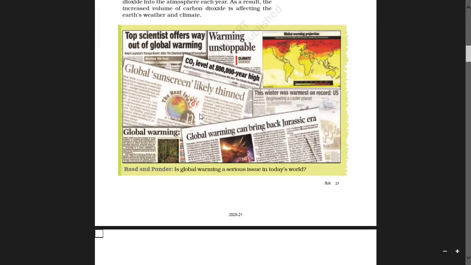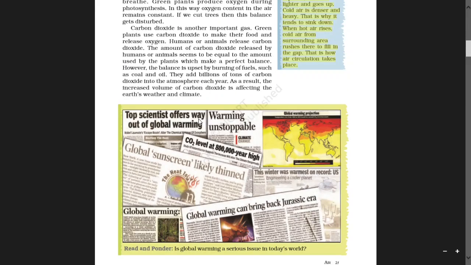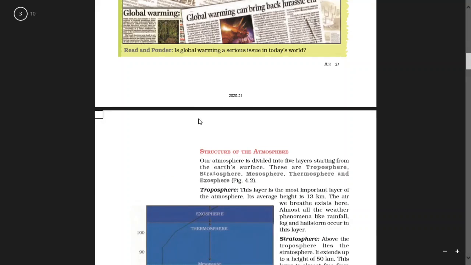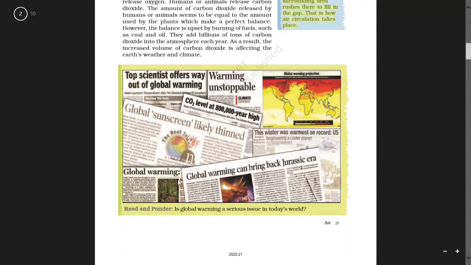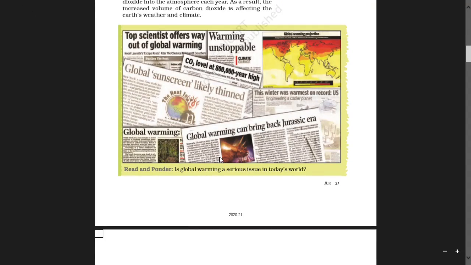Then here it asks, read and ponder, is global warming a serious issue in today's world? You see, it has been collected from different newspapers regarding global warming. It is mentioned here. You just go through this one.